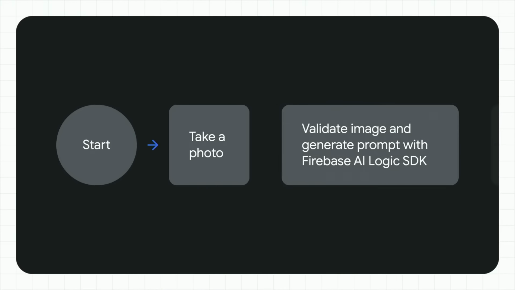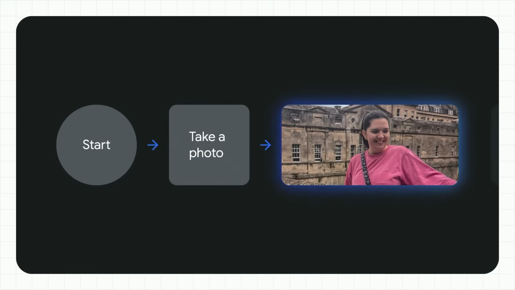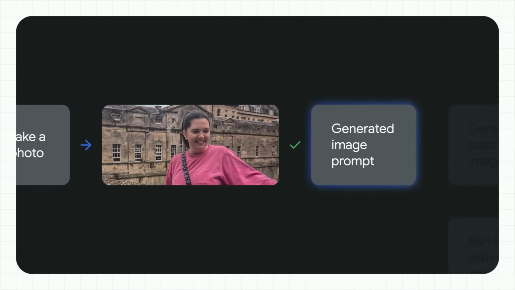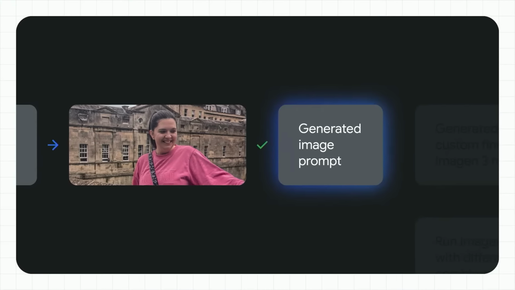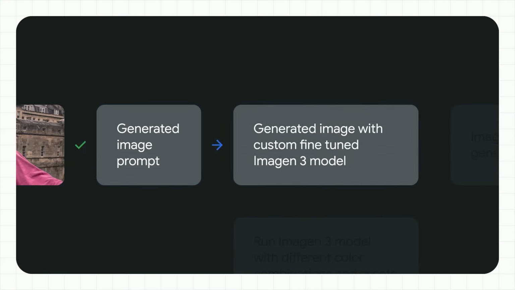Then we had to turn that image into a descriptive prompt, and Gemini 2.5 Flash via the Firebase AI Logic SDK helped us do that. It captioned the photo and also created a structured output. And then there was the actual creation of the bot. And for that, we used Imagen 3.